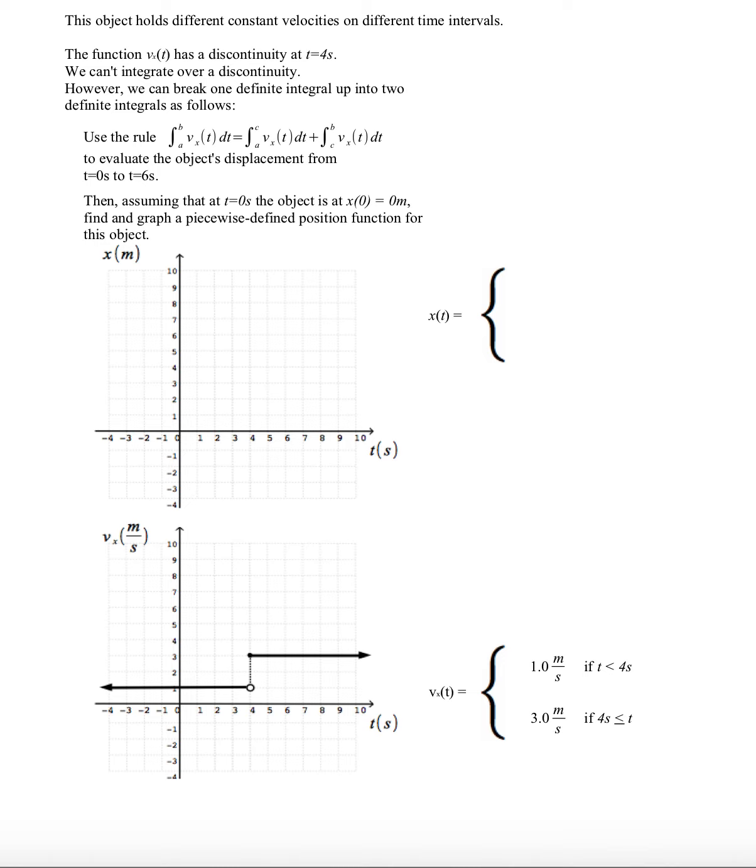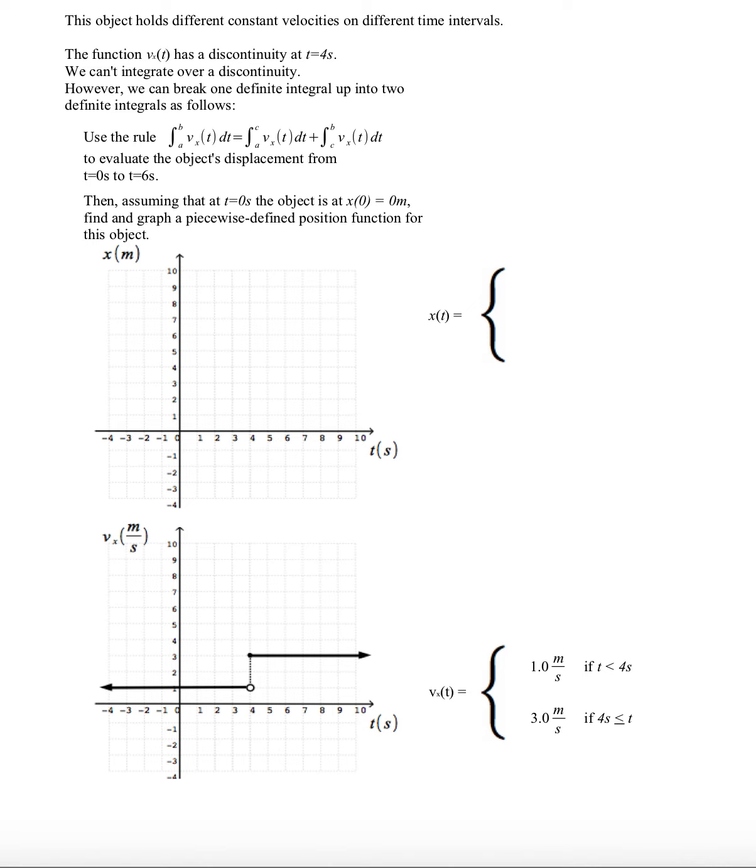Pictured below is the velocity versus time graph of an object that holds different constant velocities for different time intervals. It's a piecewise-defined function where the velocity remains 1 meter per second before t equals 4, and then it jumps to 3 meters per second at t equals 4. So this function has a discontinuity at 4 seconds.